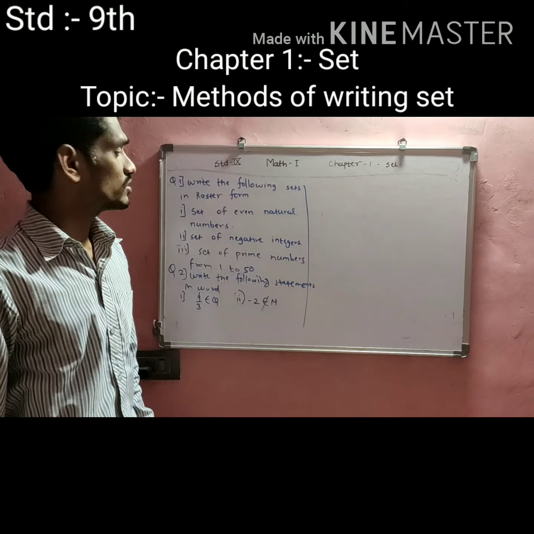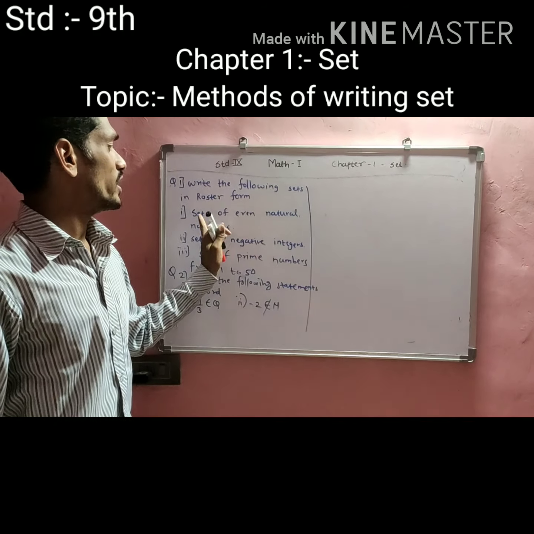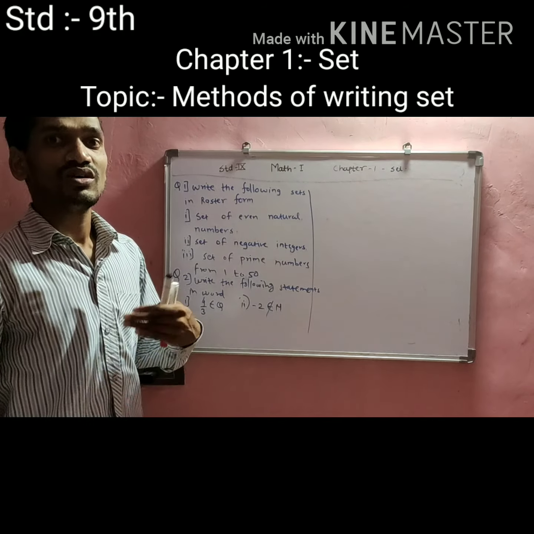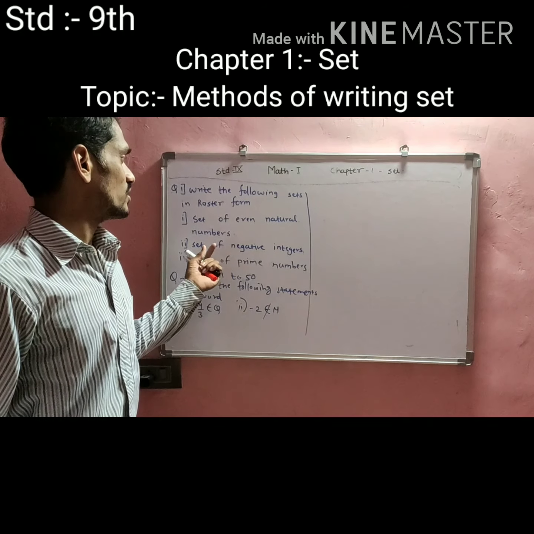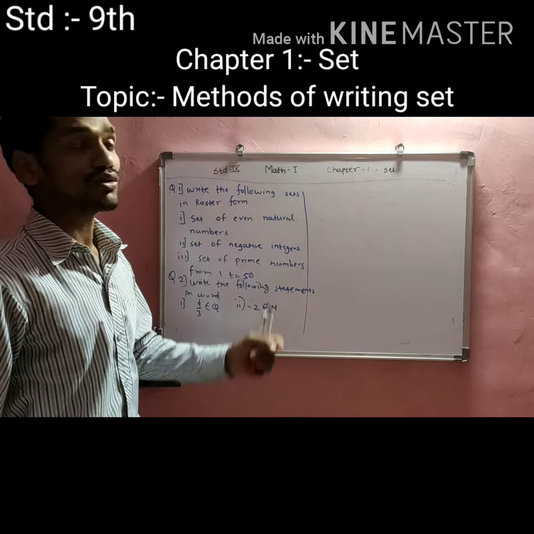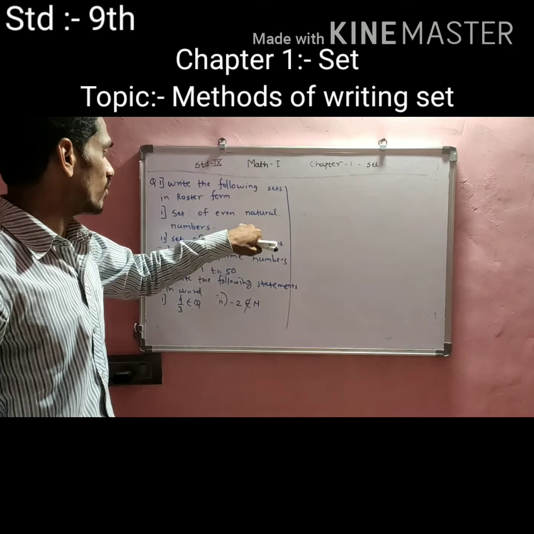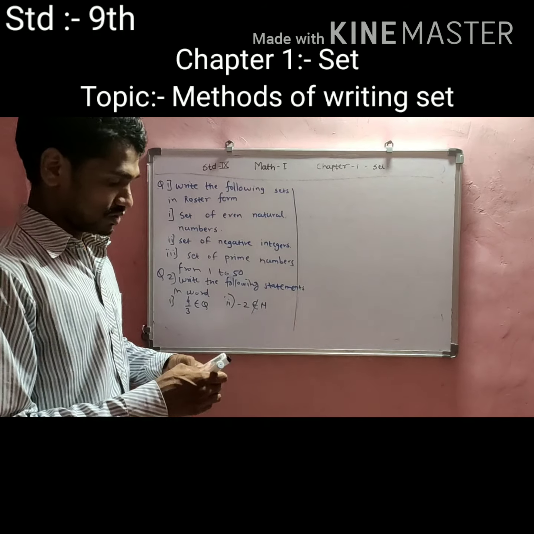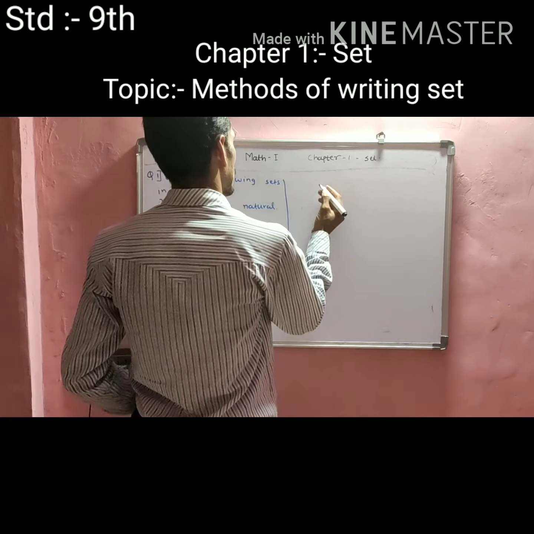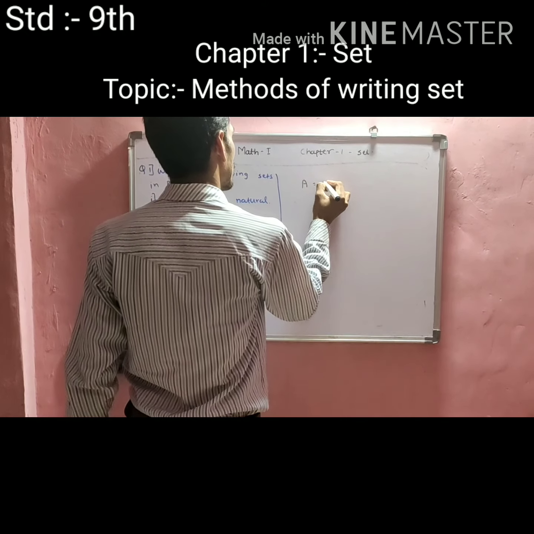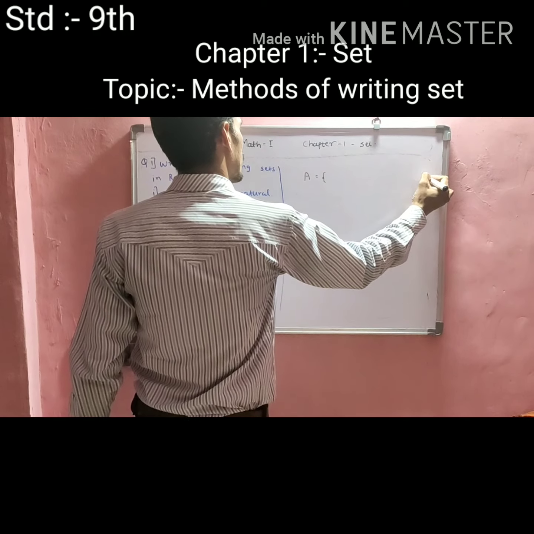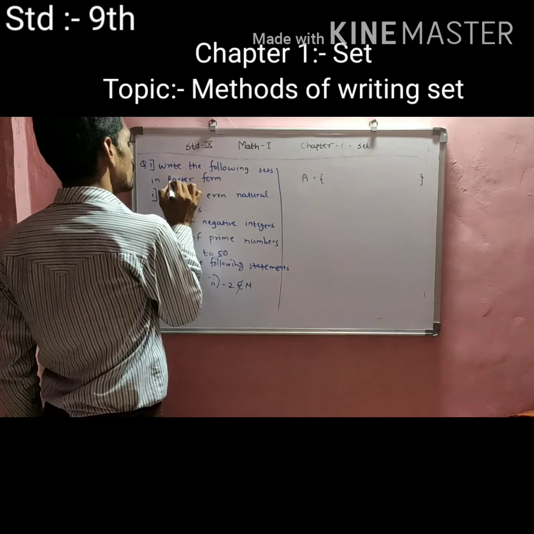Okay, students. So set of all even natural numbers. We are going to represent this set in the roster form. We have to write it in the roster form. Okay, students. So how to write in the roster form? Set of all even natural numbers. So even natural numbers, students, we are taking as the set. For that, we have taken the set as A, and we are going to represent this in roster form.